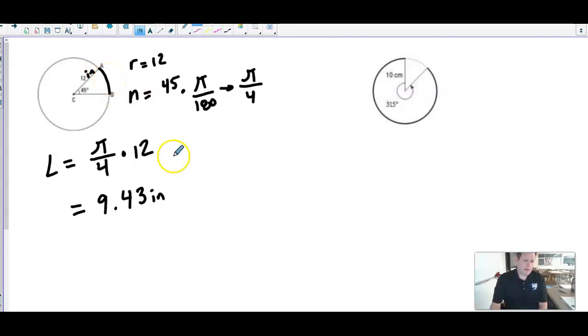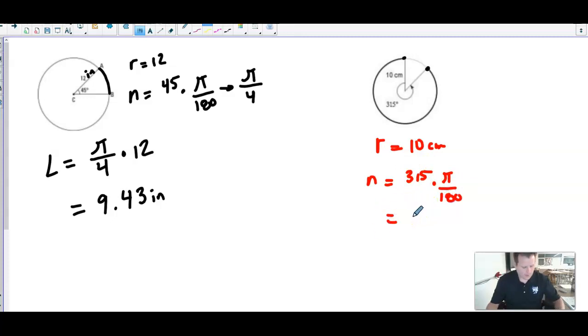Again, I need this in radians, so make sure that's in radians. If I look at this next example, it's telling me to rotate from this point all the way around to this point. So that's the long one. That's a rotation of 315 degrees. Again, I'm going to look for my radians and my radius. My radius is 10 centimeters. For my n, I've got to take 315 and multiply it by pi over 180.